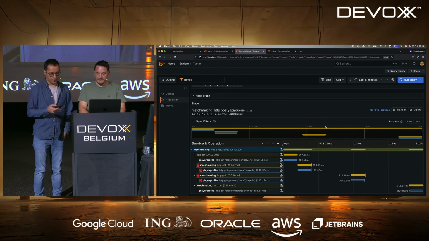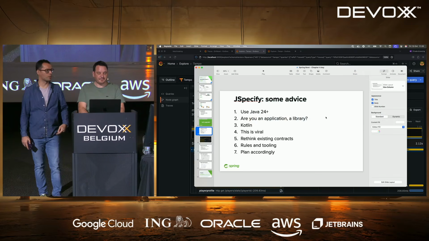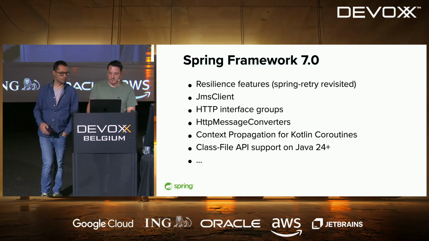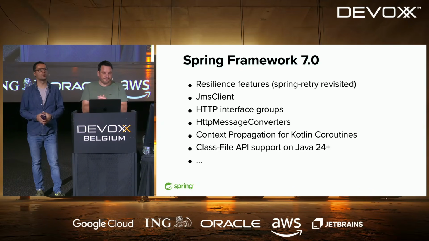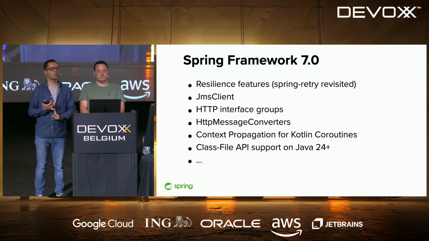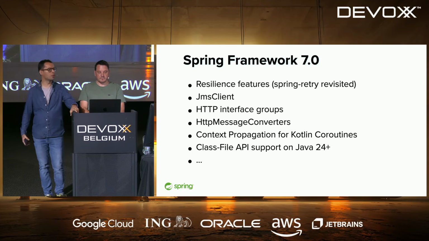So we have that feature, but now we're still not super happy with our application. But let's move back to the slides first, because we want to give you an overview. Okay, so here's an overview of the other things that you can expect from Spring Framework. We showed resilience features, which is Spring Retry revisited. We simplified a lot of the concepts, so it's really contained and minimal.